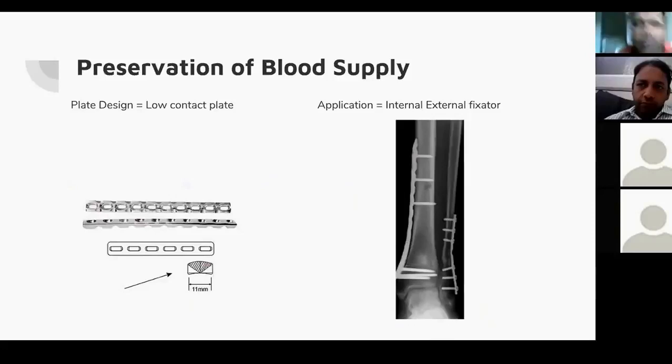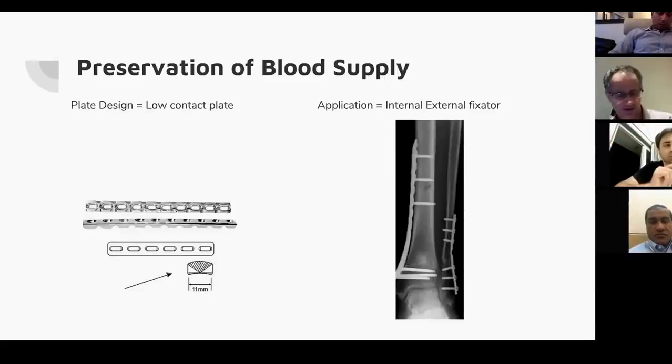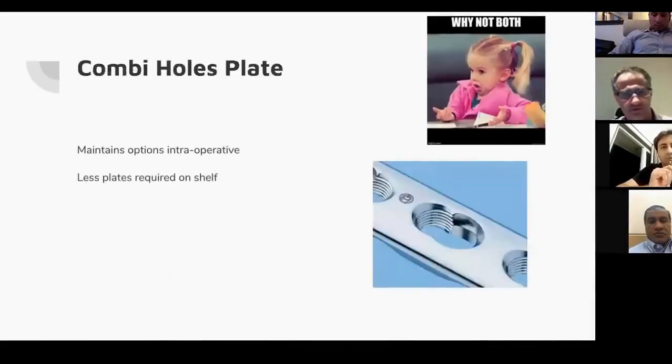So you have two options. You can use your low contact plate, your minimally invasive or minimally disruptive approach, or you can use your plate as an internal-external fixator, though this concept is going out of favor because the danger is that you do get a malreduction on your working neck, potentially can be quite long. We'll come to that in a moment again.